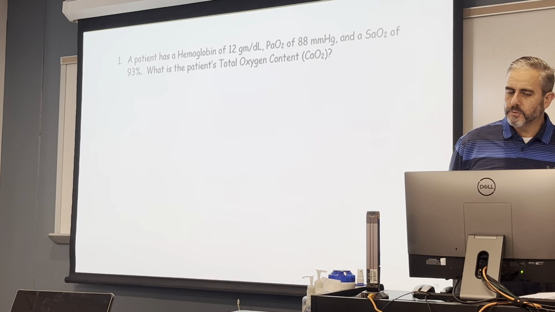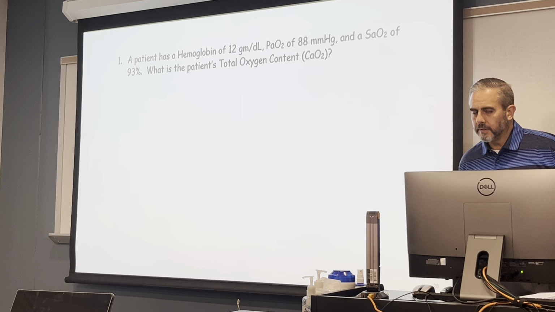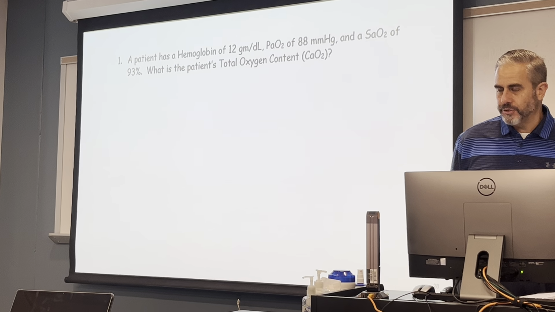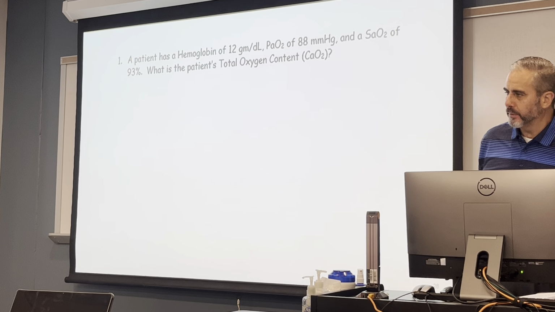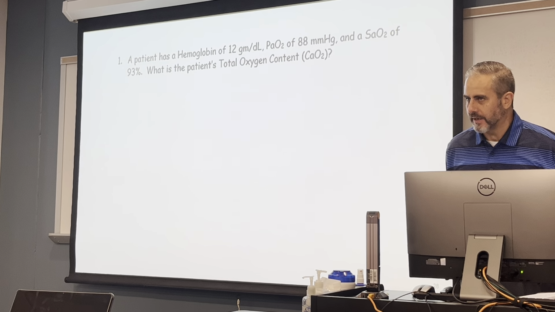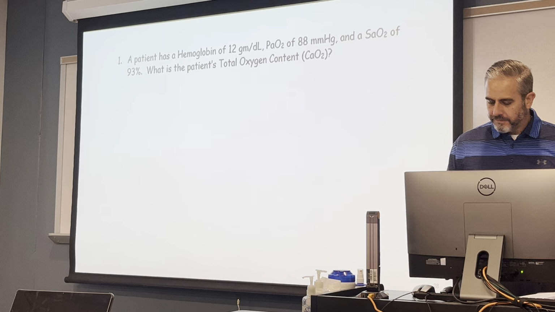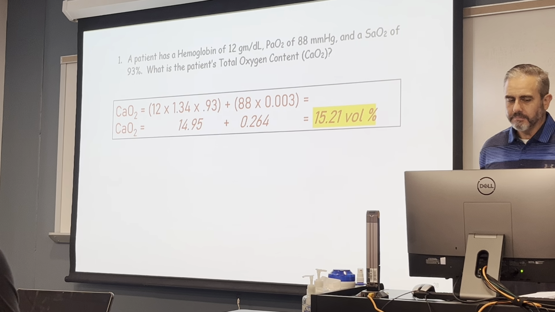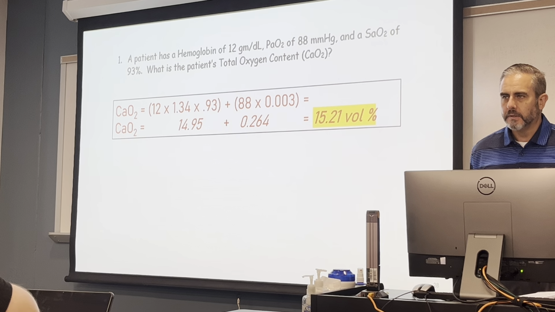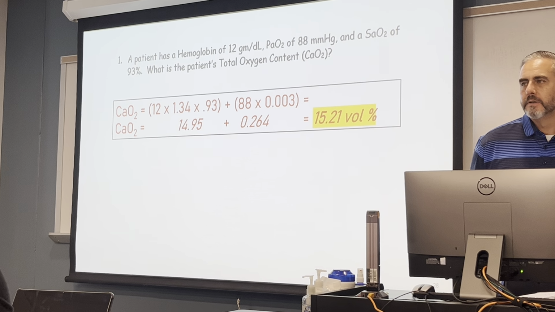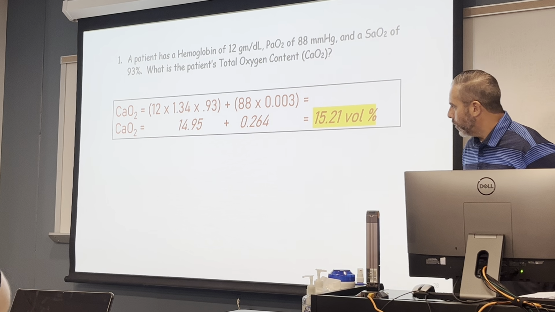Alright, so this first one, their hemoglobin is 12, their PaO2 is 88 millimeters of mercury, and the saturation SaO2 is 93%. And the question is, what's their total oxygen content? Anyone brave enough to tell me a number? 15.21, somewhere in there, okay? Yep. So the left side of the equation should be 14.95, the right side of the equation 0.264.